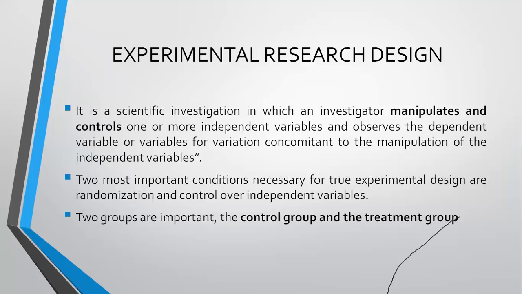The words manipulate and control are bold because you have to carry out manipulation and also have control over what you are doing. So you control one or more independent variables and observe the dependent variable for variation concomitant to the manipulation of the independent variable. I'm saying independent variable and dependent variable. What is the meaning? The independent variable in a research study is what you can manipulate, what you have control over. Meanwhile, you observe the effect on the dependent variable.